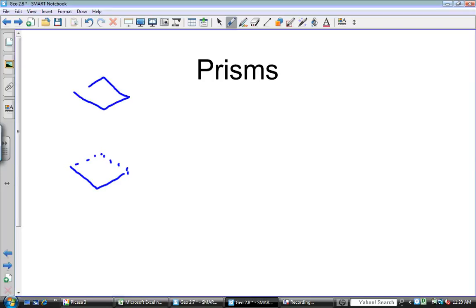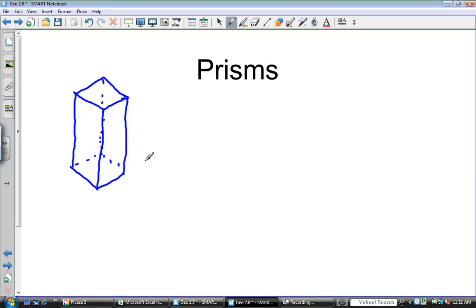Now we draw a dotted line in the back here, because when I connect these, the line out there, oops, that's not very good. We'll try that. The lines in the back we call hidden lines, because they won't be seen.